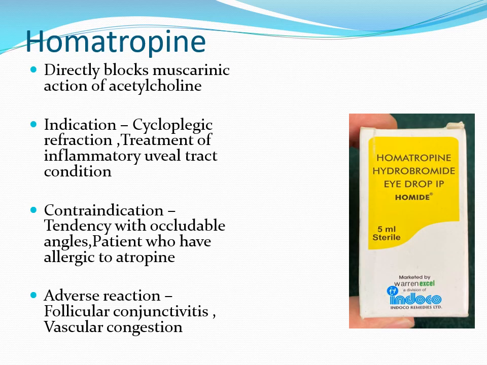Then is homatropine eye drops. It directly blocks the muscarinic action of the acetylcholine. Indications are cycloplegic refraction and treatment of inflammatory uveal tract conditions like uveitis. Then contraindications are patients with occludable angles, and also those who have allergy to atropine. And adverse reactions are that it can cause follicular conjunctivitis, vascular congestion.